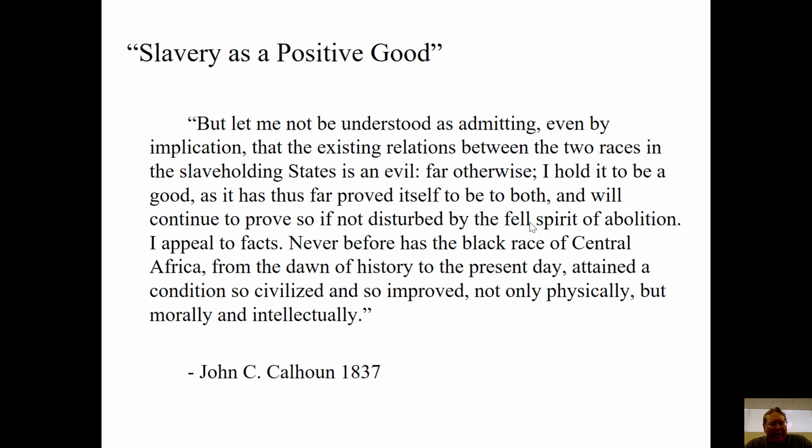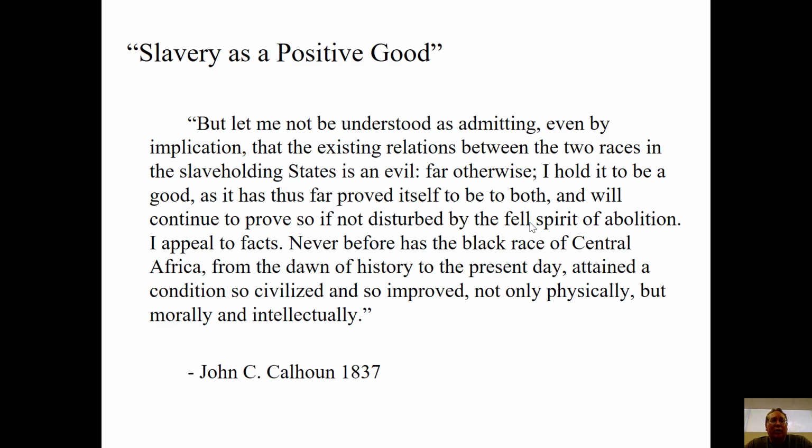So let's read this excerpt and think about what Calhoun and other planter class people like him are really saying about this system they're creating here in the South. "But let me not be understood as admitting, even by implication, that the existing relations between the two races in the slaveholding states is an evil." So again, a little wordy, with double negatives. But what he's trying to say here is, look, don't misunderstand me. Things have never been bad in the South. But actually today, it's not just that it's not bad, it's far different than that. Things are actually going great.